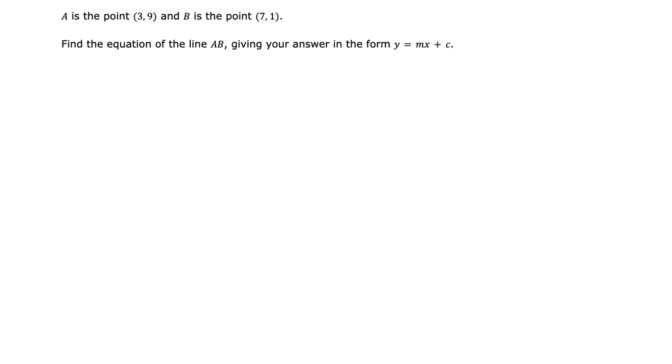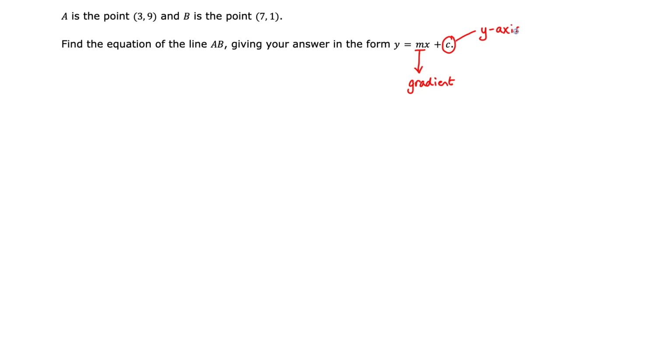In this question, we have to find the equation of the line AB, giving the answer in the form y equals mx plus c. Let's just have a look at this form here, y equals mx plus c. Well, the m, that is the gradient of the line, so the steepness. And we calculate that with the change in y over the change in x. And I'll explain that a little bit more in a second. This c, that is where the line cuts the y-axis.